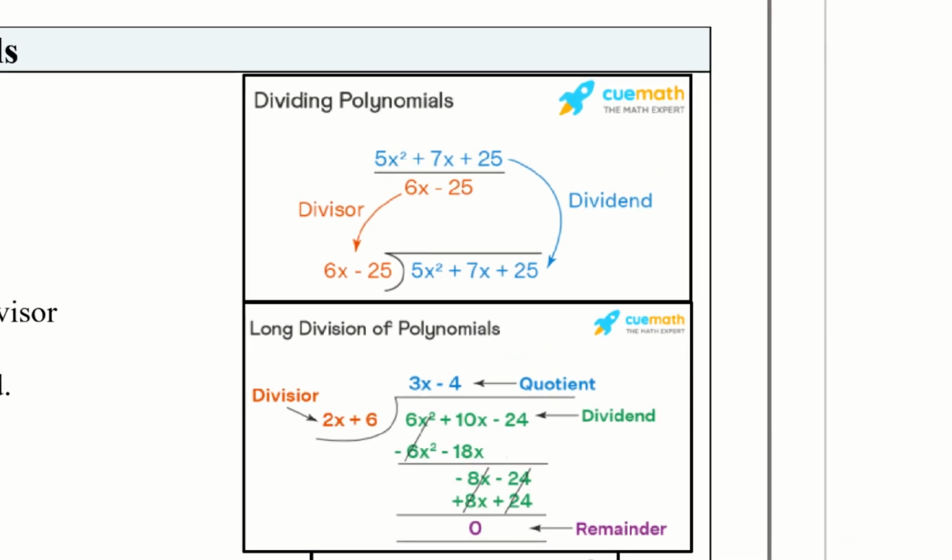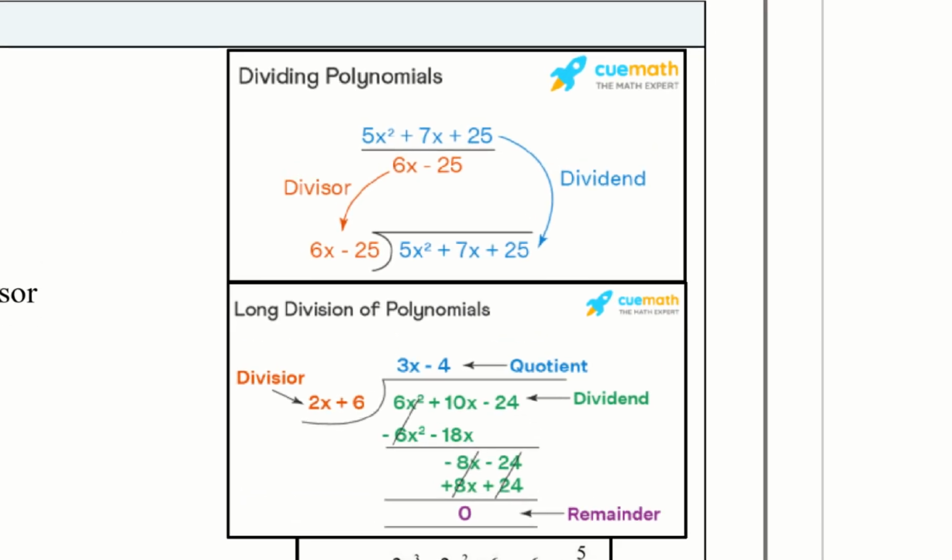Just a little bit of terminology when we're talking about division. Whatever's on the denominator is the divisor. This is from QMath. It's a good little picture here. And that goes on the outside of the division symbol. The numerator, what you're dividing into, is the dividend. That is what's written inside.